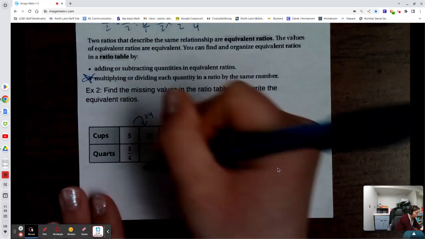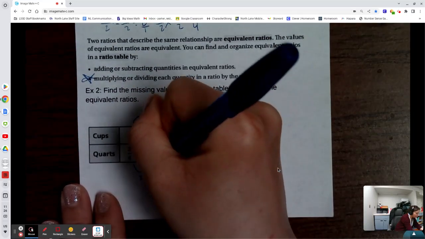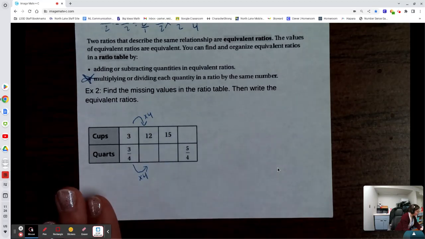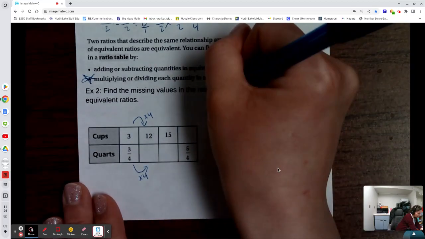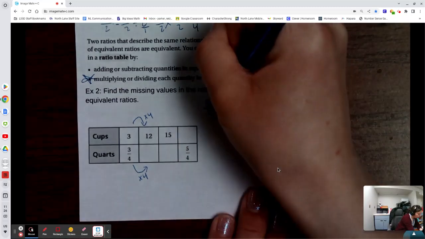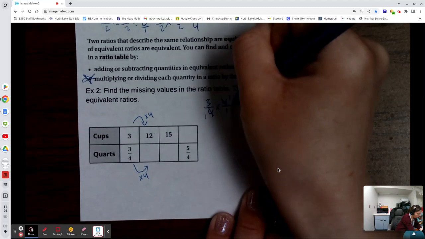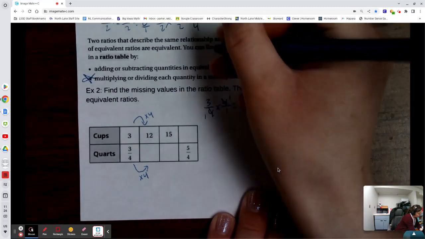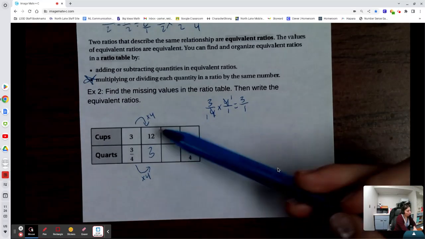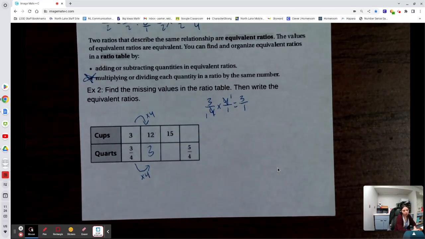So I'm going to do the same to the bottom. 3/4 times 4 as well. If I'm multiplying this value by 4, I have to do the same to the bottom to keep it equivalent. 3/4 times 4 over 1. Cross cancel the 4s. Divide them both by 4 so they both become 1. That becomes 3/1, or just the number 3. So that means that when there are 12 cups, there are 3 quarts.